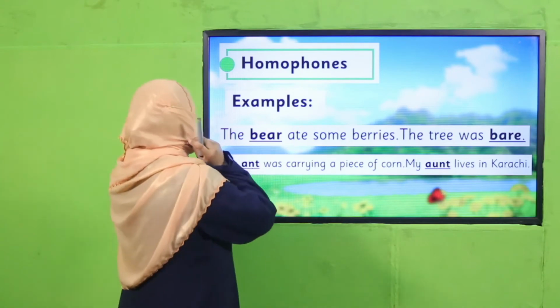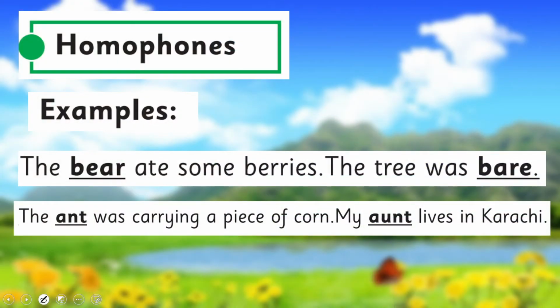So let's see what's more in your book. The examples of homophones. The bear ate some berries. The tree was bare. Now you see bear and bare. This is the name of an animal and it means the tree was empty. The bear ate all the berries and the tree was empty.